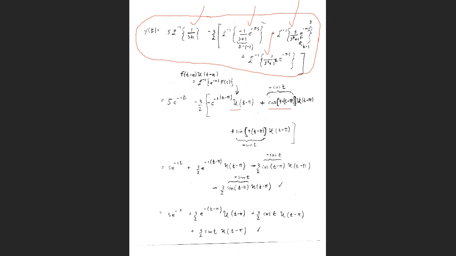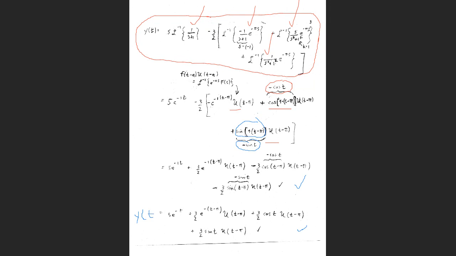And that's what we did. We used it 3 times here. And then I rewrite the cosine of 1 times t minus pi. That's the same as negative cosine of t. And the sine of 1 times t minus pi is equal to negative sine of t. Okay, and so then we get the following expressions for y of t.